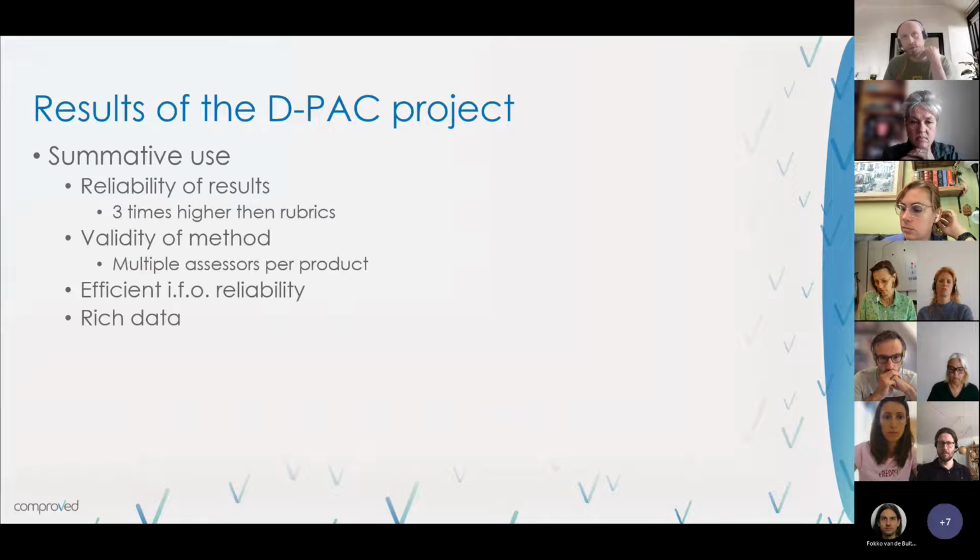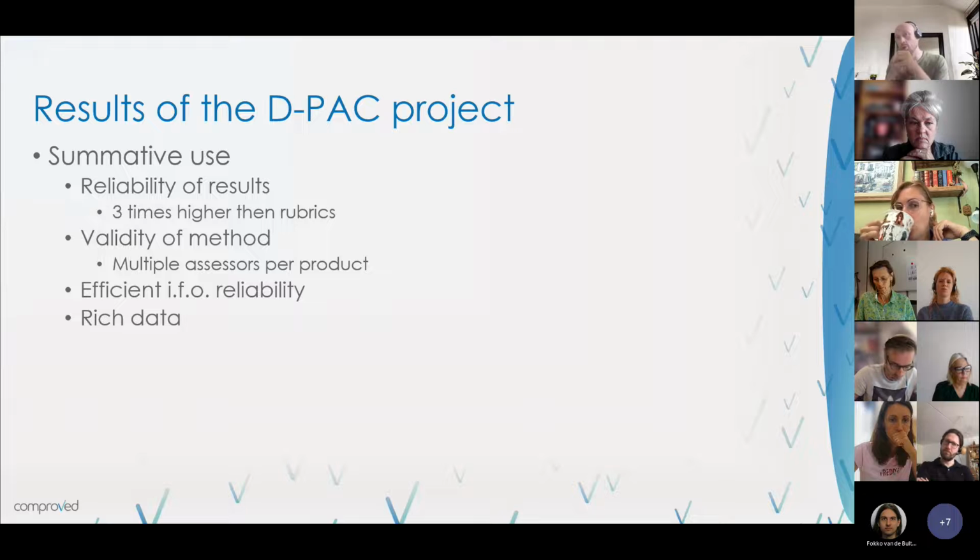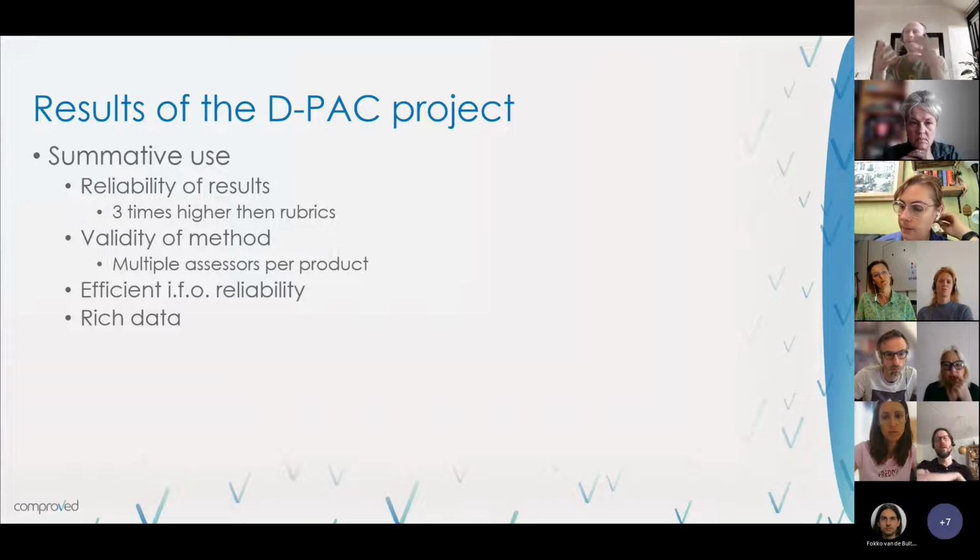What we found in the research project was that for summative use, the reliability was much higher than the more common ways of grading by rubrics or criteria. It was a valid method because there are multiple assessors that look at the products. It's efficient if you are interested in high reliabilities, and you have some rich data which tell you more than just a grade.